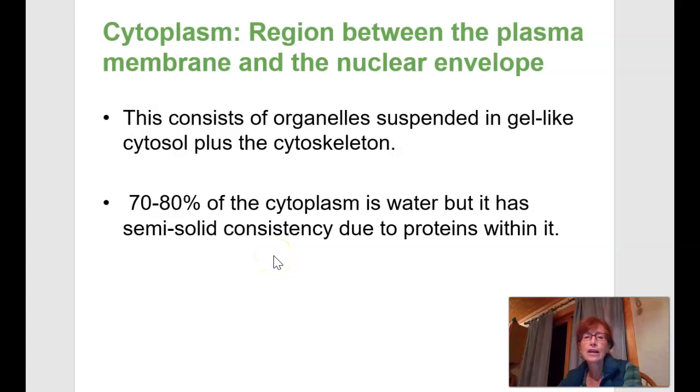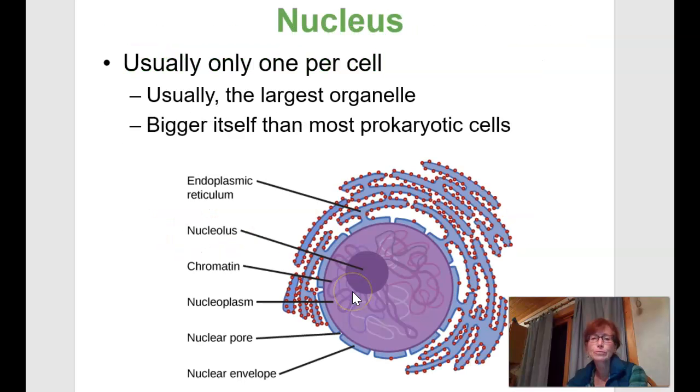Cytoplasm is a region that exists between the plasma membrane and the nuclear membrane or nuclear envelope. And within that is this material we call cytosol. And that term I used before, cytoskeleton. So there's all this stuff that's suspended in it. You might think of cytosol as kind of like a gelatin almost. And then all this stuff is embedded or suspended in it. Most cytoplasm is water. So this is a large percentage of water. But it also has a little bit of semi-solid consistency, in part due to the proteins.